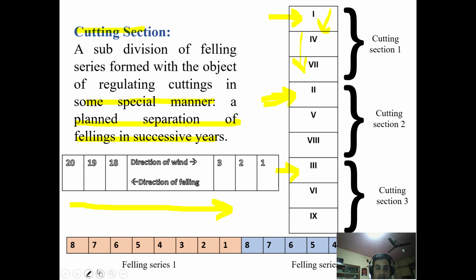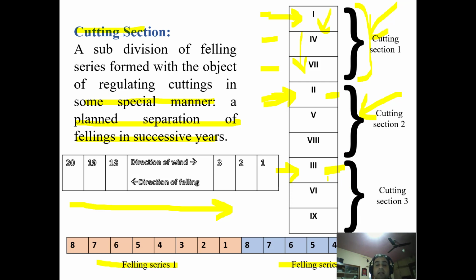So this can be done for n number of felling series, felling series 1 and felling series 2. So Coop 1, Coop 4 and Coop 7 is known as a cutting section. So practically in the first year we'll have felling in cutting section 1, in the next year we'll have felling in cutting section 2, and in the third year we will have felling in cutting section 3.